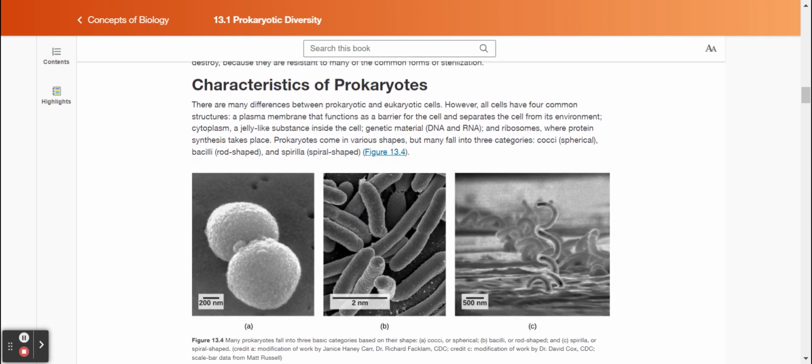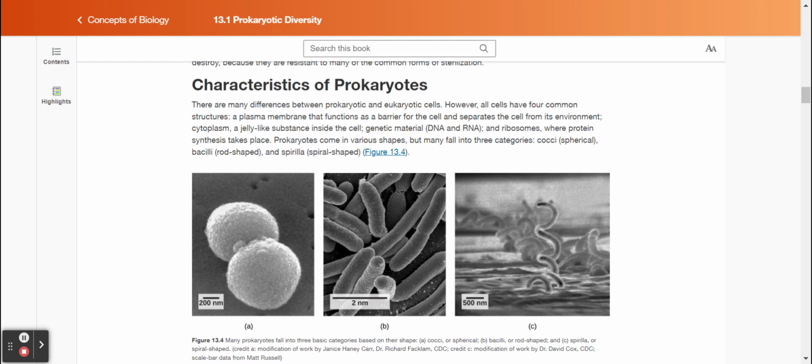Characteristics of prokaryotes. There are many differences between prokaryotic and eukaryotic cells. However, all cells have four common structures: a plasma membrane that functions as a barrier for the cell and separates the cell from its environment, cytoplasm, a jelly-like substance inside the cell, genetic material, DNA and RNA, and ribosomes, where protein synthesis takes place.